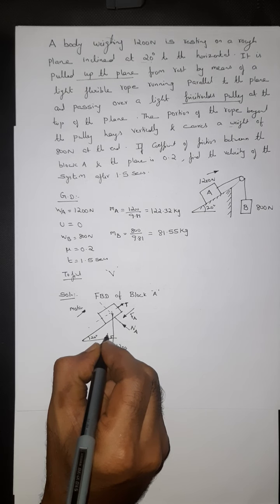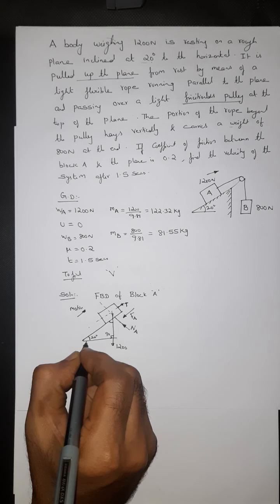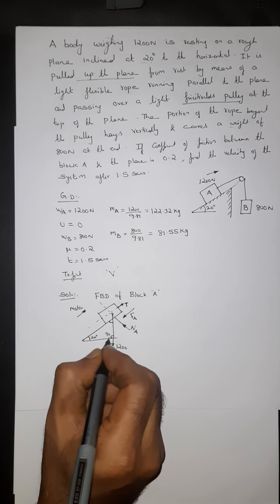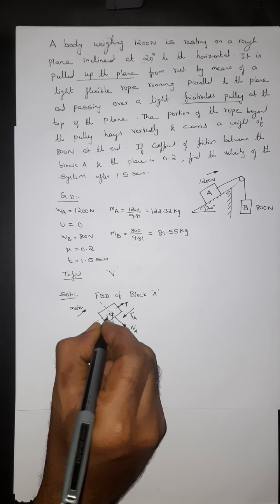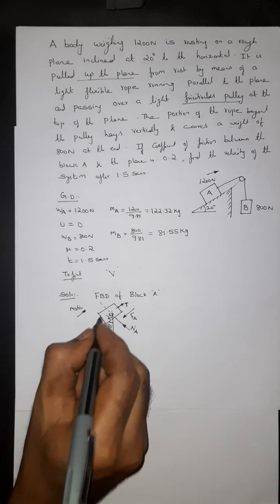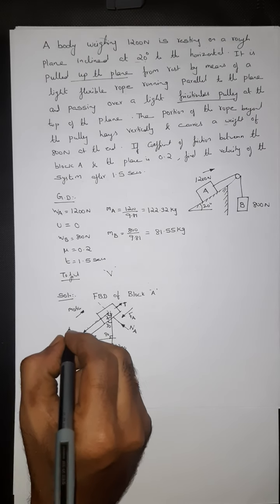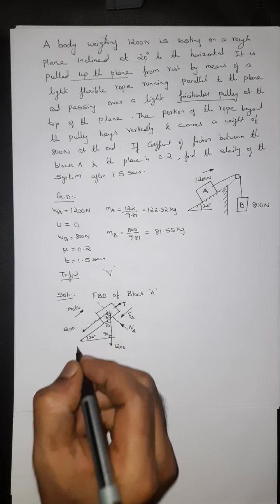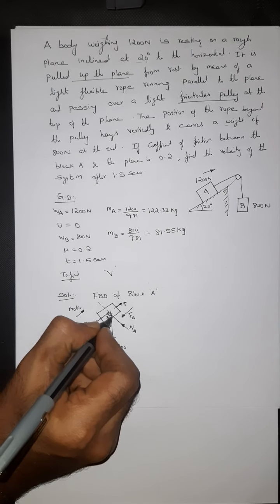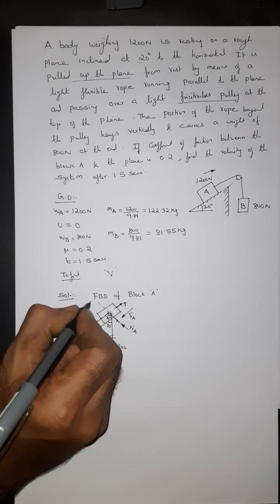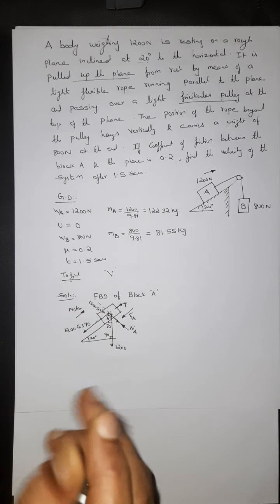If this is 90 degrees, then what about this angle? The internal angles of a triangle sum to 180, so 180 minus 20 minus 90 gives 70 degrees. If this is 70, then this is also 70 degrees. The weight can be converted into two components, horizontal and vertical. The horizontal can be considered as 1200 cos 70, and the vertical as 1200 sin 70.